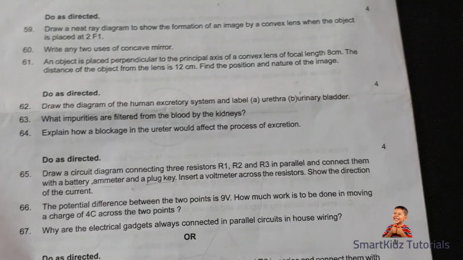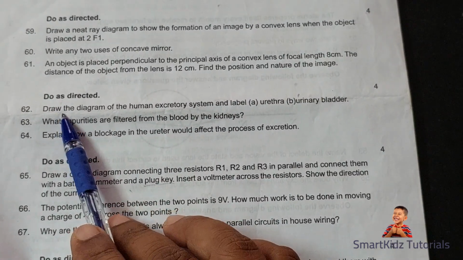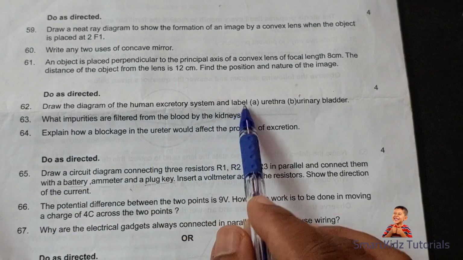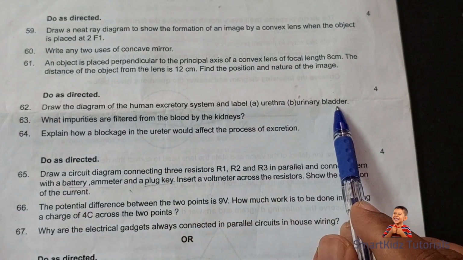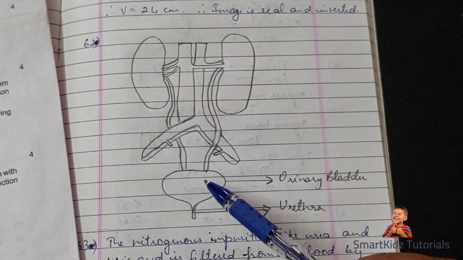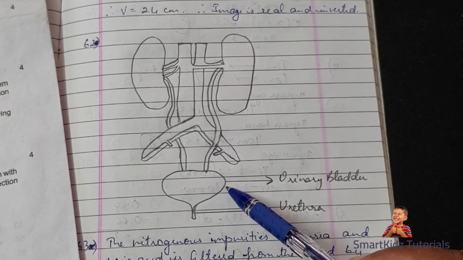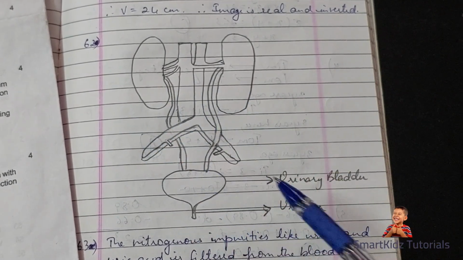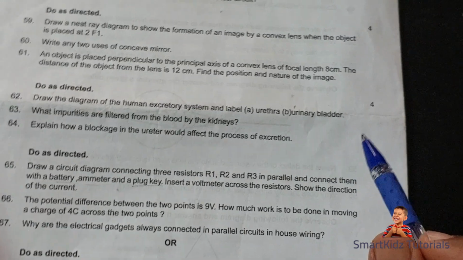Next, 62. Draw the diagram of the human excretory system and label urethra and urinary bladder. Here you go. The urethra is here, urinary bladder is here, and this is how you have to draw the excretory system for 2 marks.